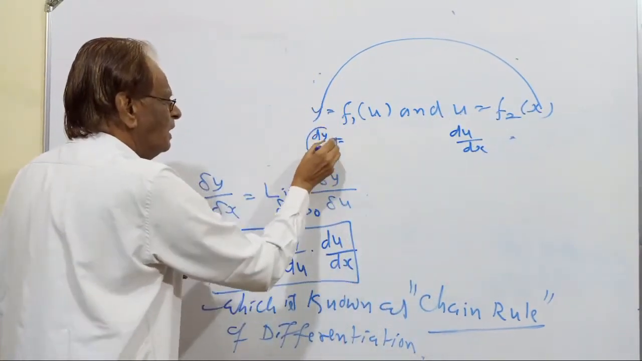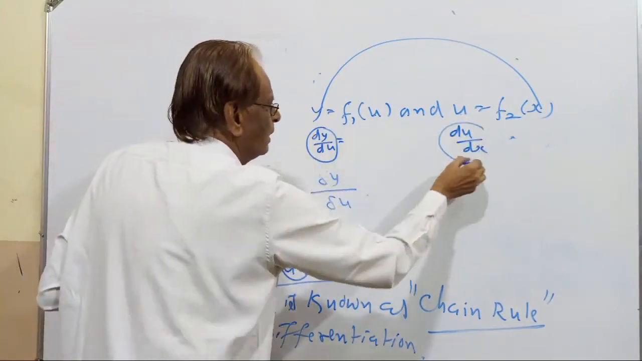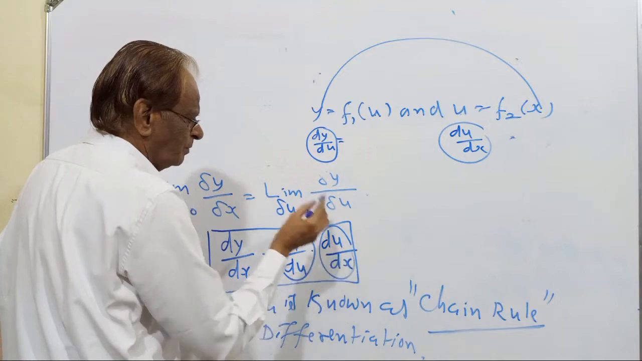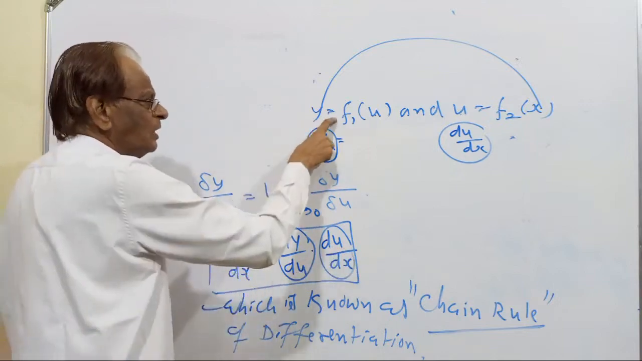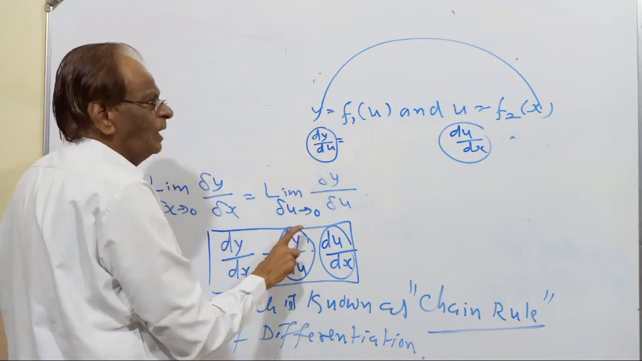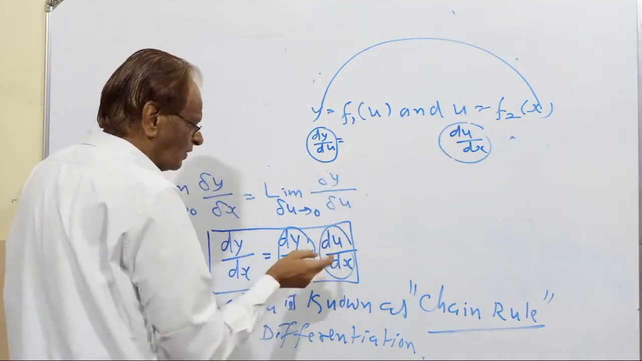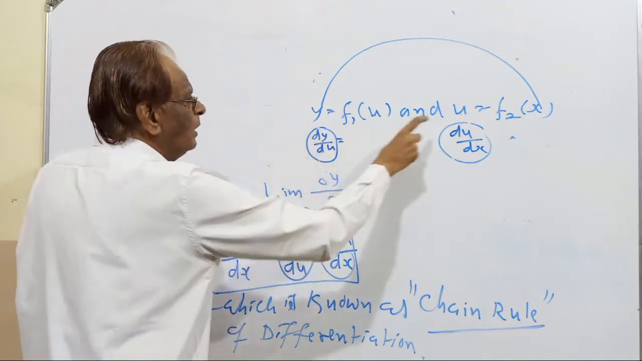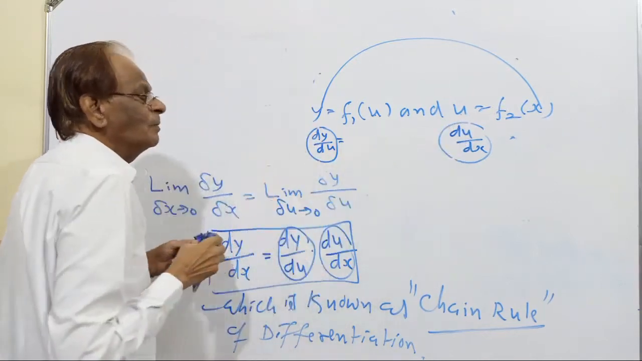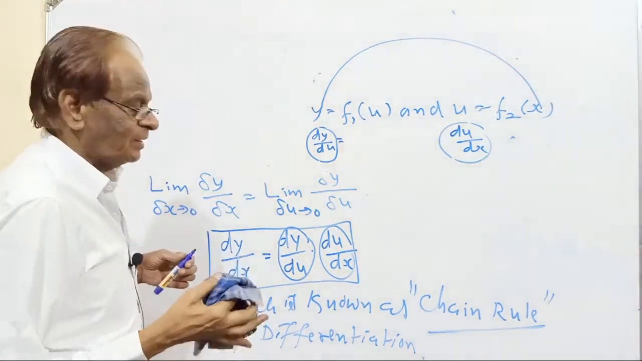This dy by du is the first term, and this du by dx is the second. So we are differentiating the first term: from the first term find dy by du. Differentiate the second term: from the second term get du by dx. Multiply dy by du and du by dx. That will become the differentiation of the composite function of y with respect to x.